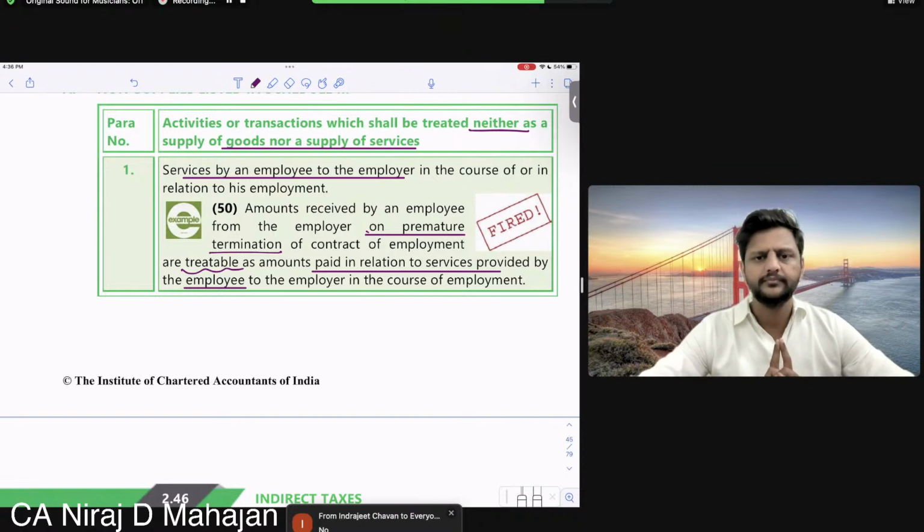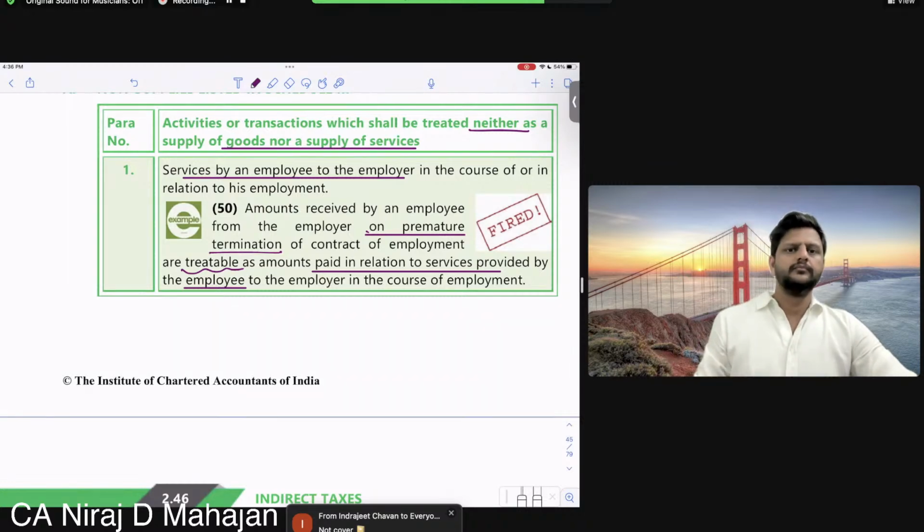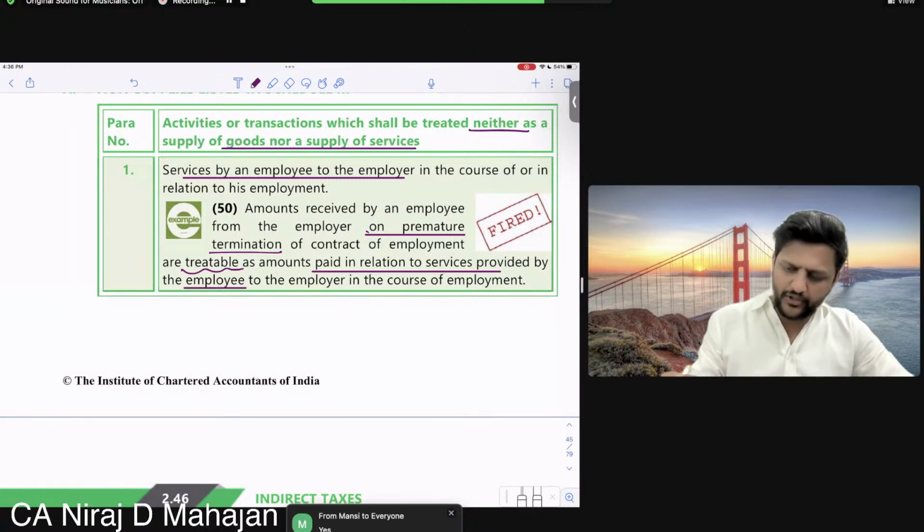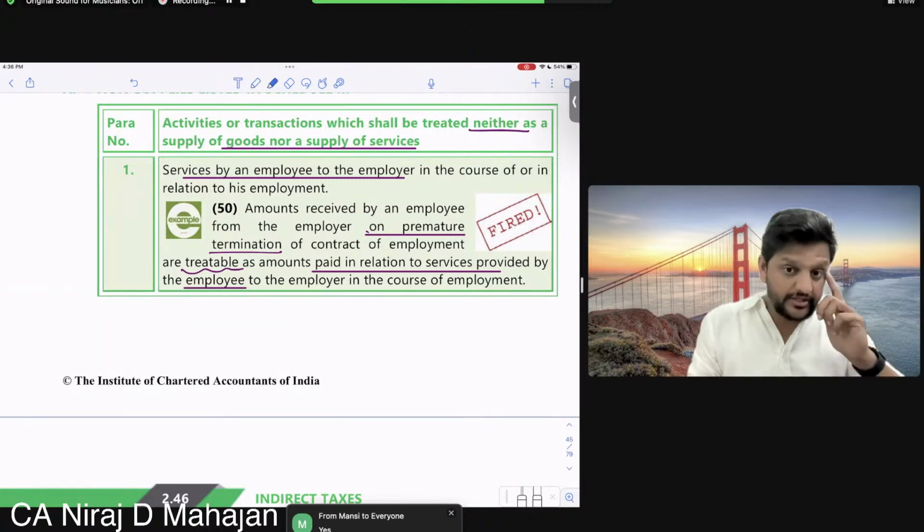Everybody? You can answer in everyone if you can't check, if you can't do the DM. All of you answer. Okay, Indrajit got your answer. Others? It is part of Schedule 3. Good answer.